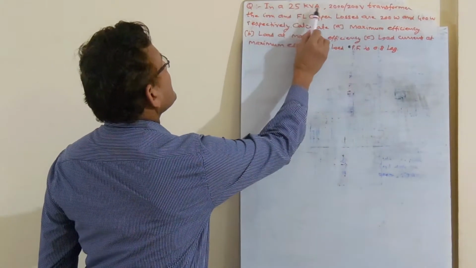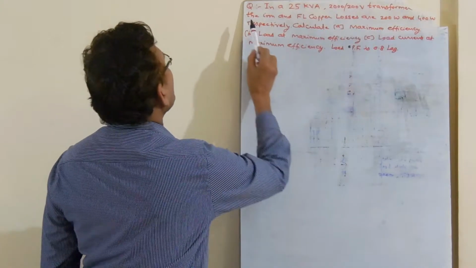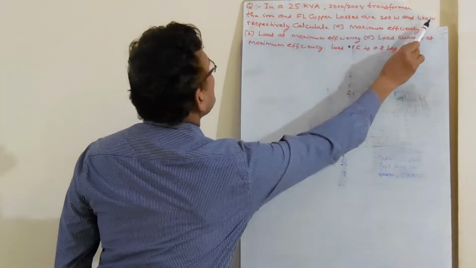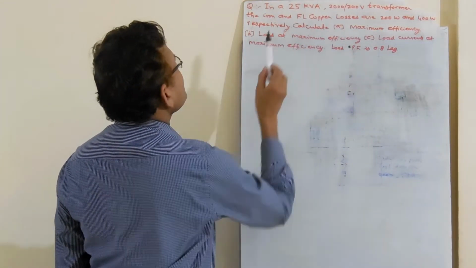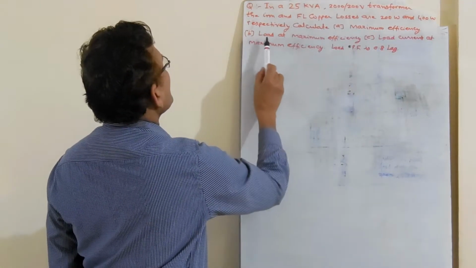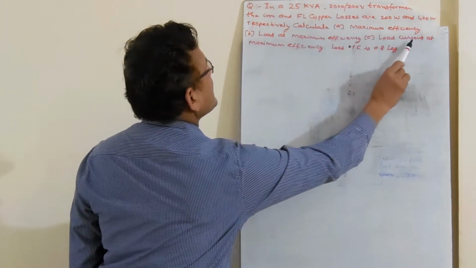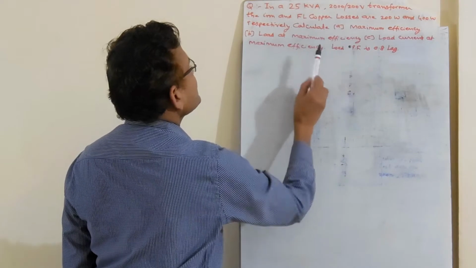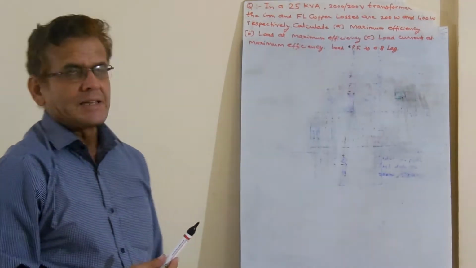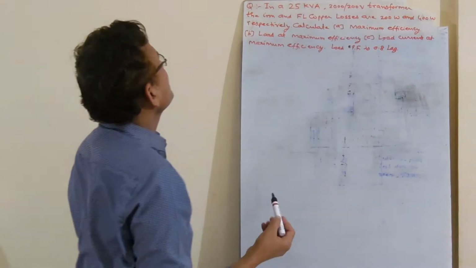In a 25 kVA, 2000/200 volt transformer, the iron and full load copper losses are 200 watt and 400 watt respectively. Calculate A part, maximum efficiency. B part, load at maximum efficiency. C part, load current at maximum efficiency. Load power factor is 0.8 lagging.